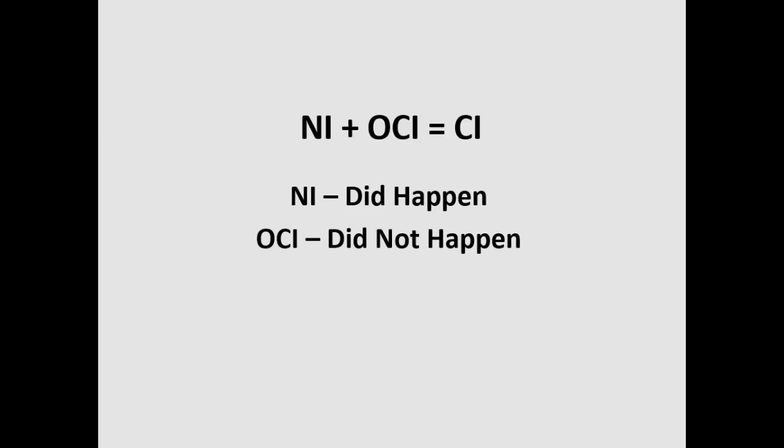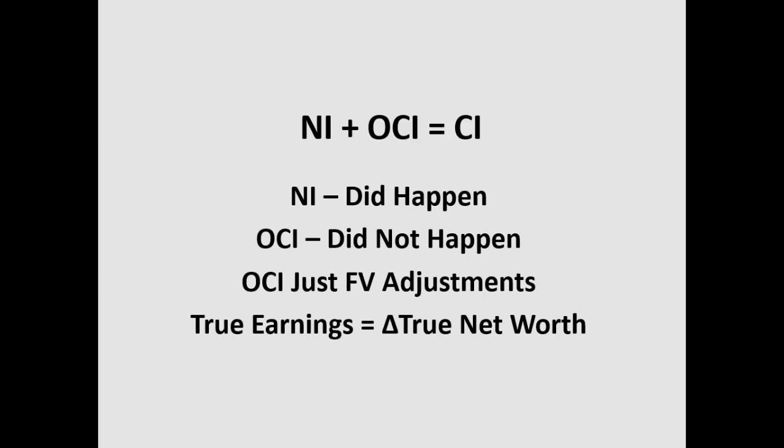So net income did happen. Other OCI did not happen. And this is just a way to think of what's the difference between a realized gain or loss and an unrealized gain or loss. Because in the end, you want the true earnings, net income plus other comprehensive income. You want your comprehensive income to equal the change to the true net worth of your company.